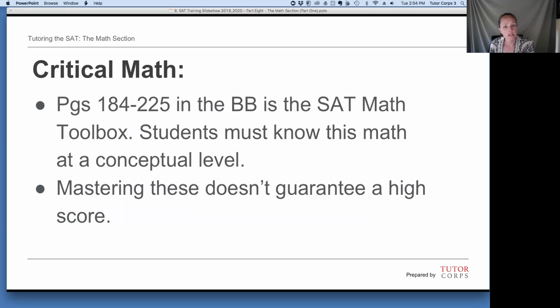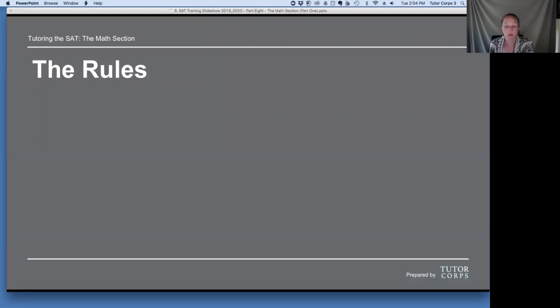All of the math students need to know for the SAT is covered on pages 184 to 225 in the Black Book. This is by far the longest toolbox that the Black Book provides. So if students are having trouble on the math section and have gaps to fill, be sure to start early on the content practice. Content mastery is important to scoring well, but it also doesn't guarantee a high score, because students also need to understand the rules. Which we're going to go over now.